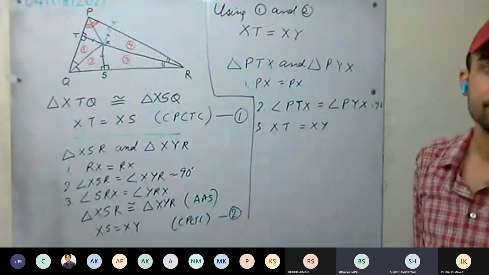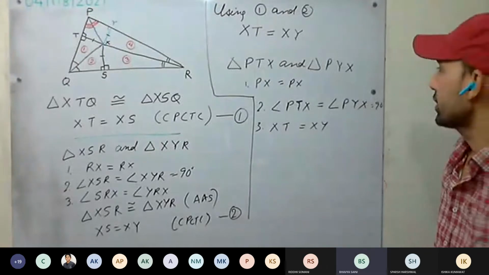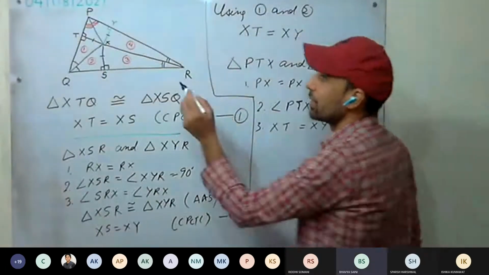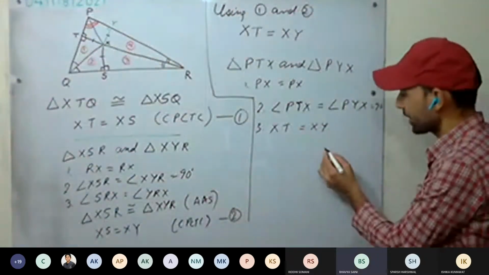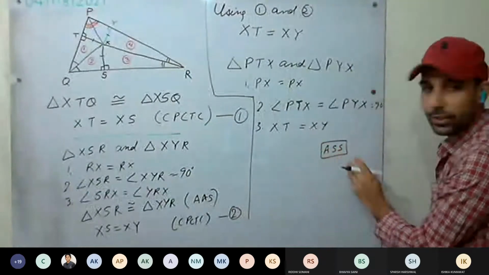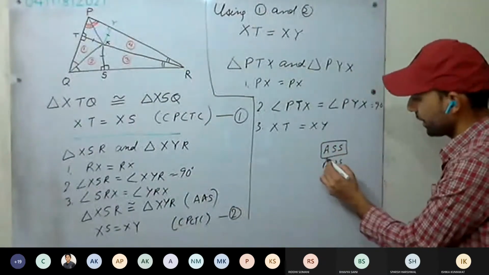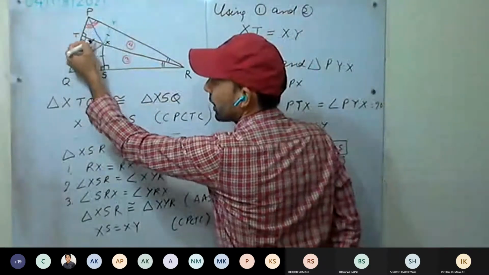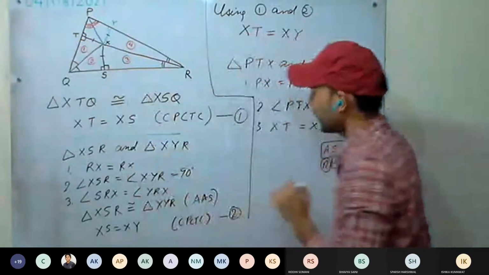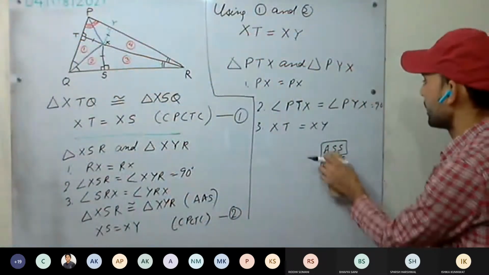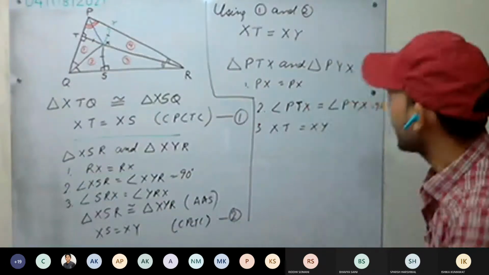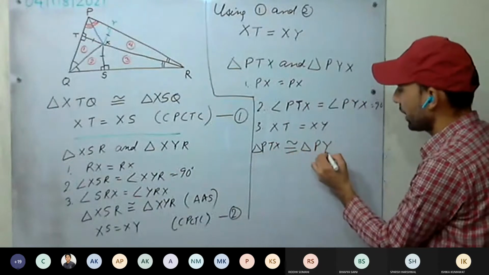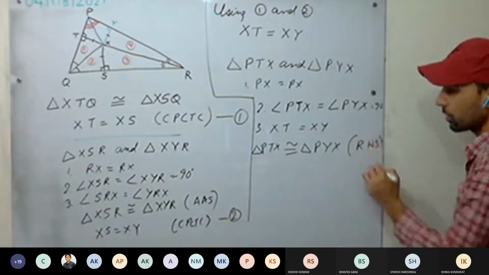Sir, AAS. It's not AAS, only one angle we have proved. Which theorem is it? Sir, RHS. Yes, RHS. Right angle, hypotenuse, and any one side. So by RHS theorem, triangle PTX and triangle PYX are congruent.